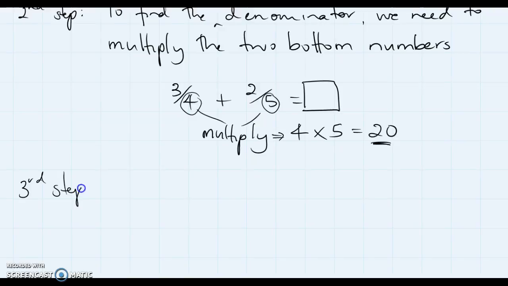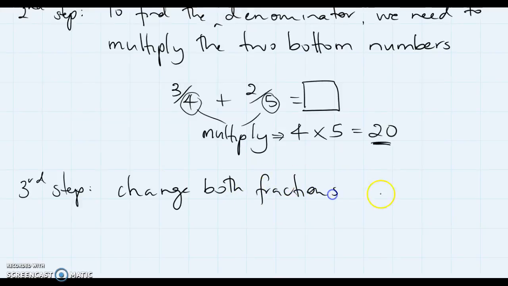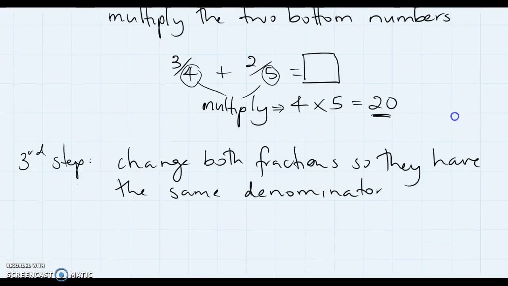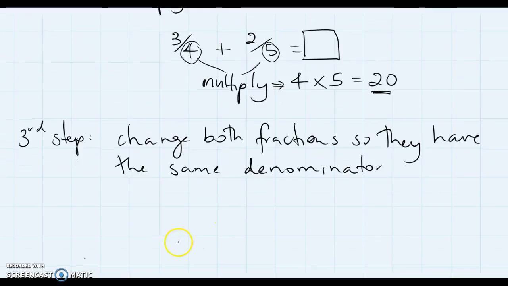Third step, change both fractions so they have the same denominator. What's our common denominator? 20. Put that down. So instead of 4, write down 20. There's a plus sign. Instead of 5, we put 20.